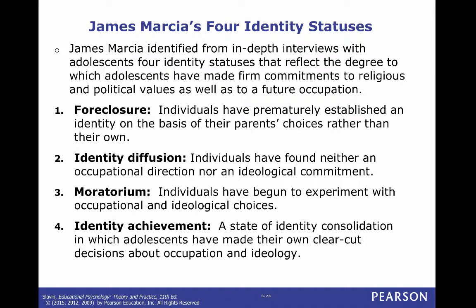Identity diffusion is when individuals have found neither an occupational direction nor an ideological commitment. They're not what their parents want them to be, and they don't know what they want to be, so they're in limbo. When they talk about identity diffusion, I think of failure to launch, where they're just stuck there. Well, actually that goes to moratorium, in which individuals have begun to experiment with occupational and ideological choices, but haven't made the jump yet. You just haven't made a choice yet. Usually they lean a little closer to their parents' choice, but they say, I don't know about that, and they haven't made that commitment yet.